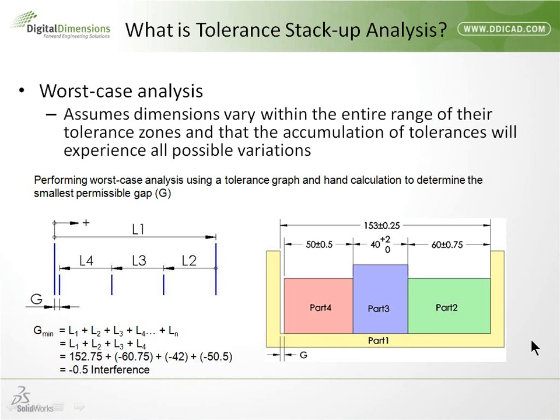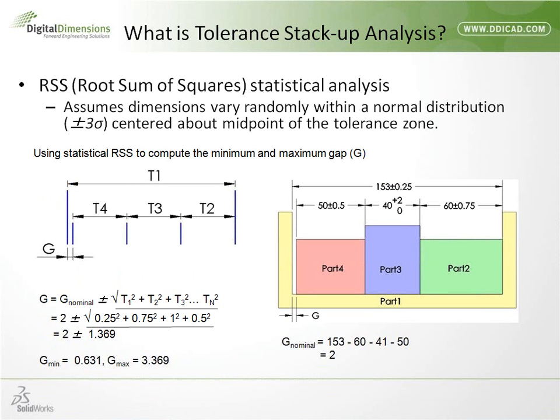Another method of doing tolerance stack-up analysis is the root sum of squares. This is a statistical analysis that assumes that the dimension will vary within a normal distribution zone centered about the nominal of the part. In this case, nominal assuming the middle of the tolerance range, stating that the parts will not always be at their high side or low side, but somewhere around the middle within a normal distribution zone. And here's an example of how this is done.